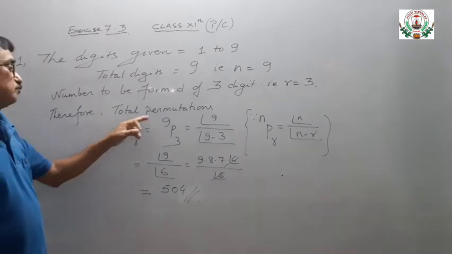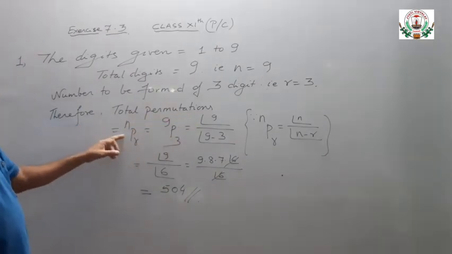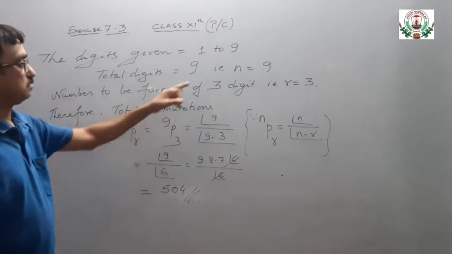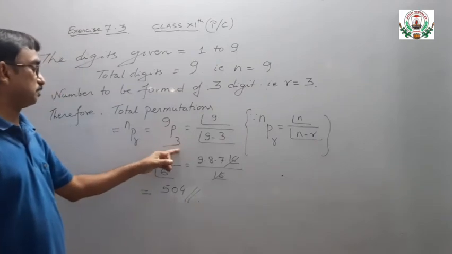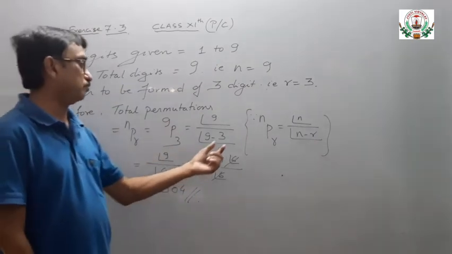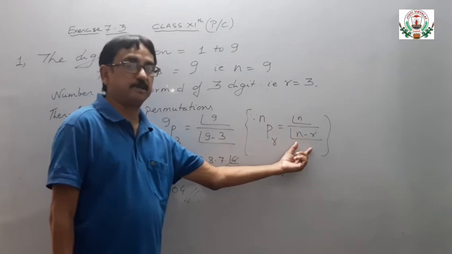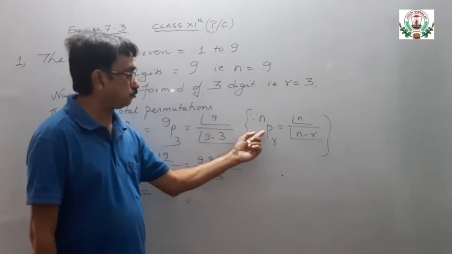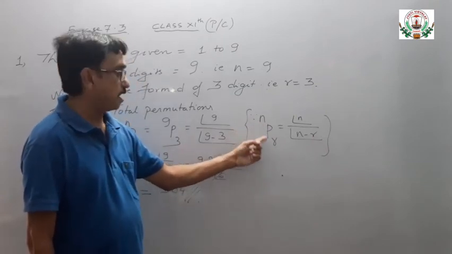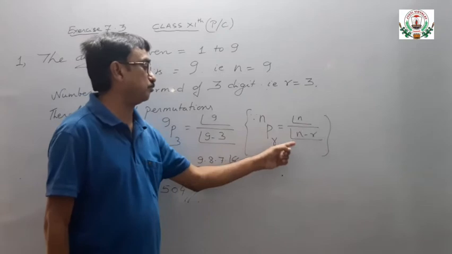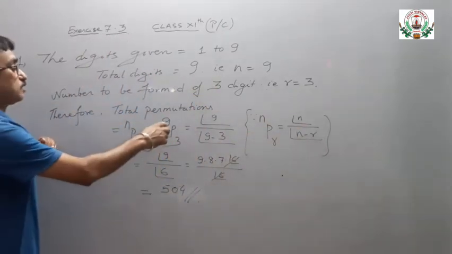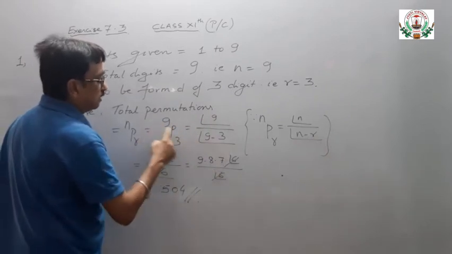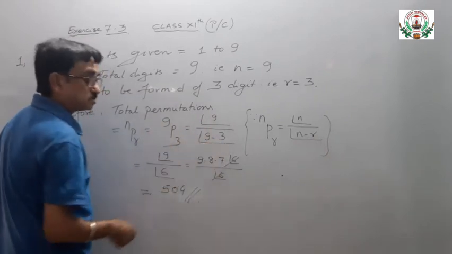Therefore the total permutations is given by the formula nPr, where n is 9 and r is 3: 9P3. Since we know the formula nPr equals factorial n upon factorial n minus r, with n written above P and r below, here it becomes factorial 9 as n is 9, and n minus r is 9 minus 3, it becomes factorial 6. So factorial 9 upon factorial 6.